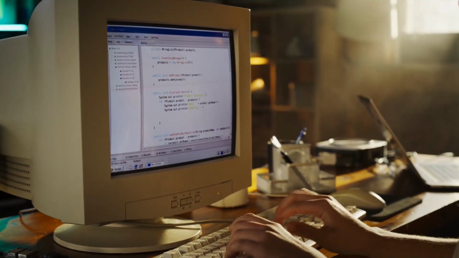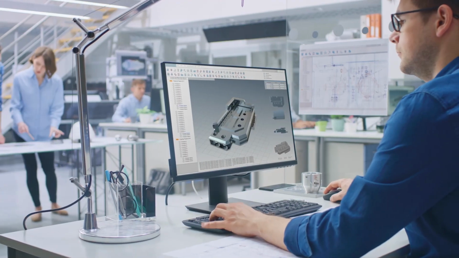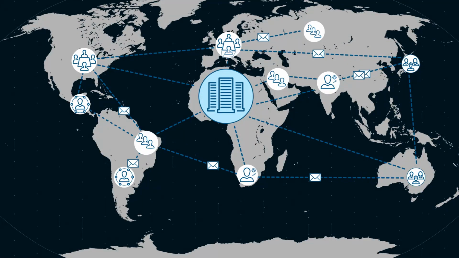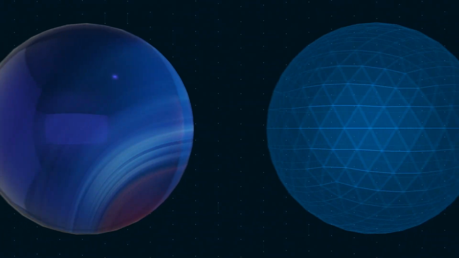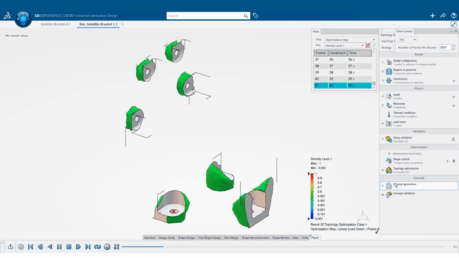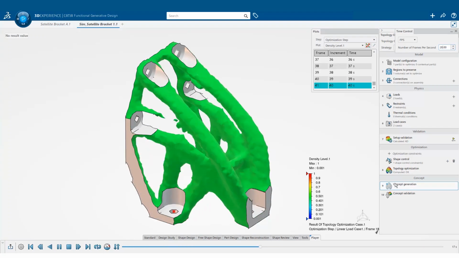Over the past 30 years, our technology has advanced to a breathtaking degree. But while our products have evolved, somehow the engineering process by which they're designed has remained almost exactly the same. Until now. MODSIM drives an entirely new approach to product development.